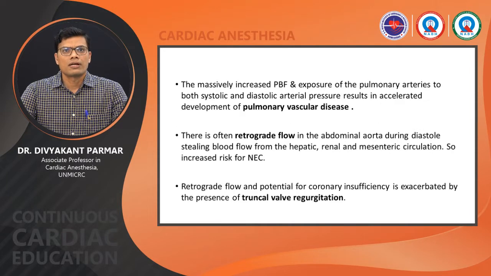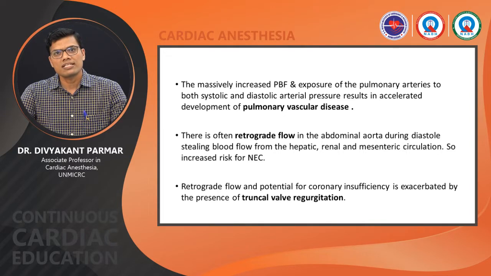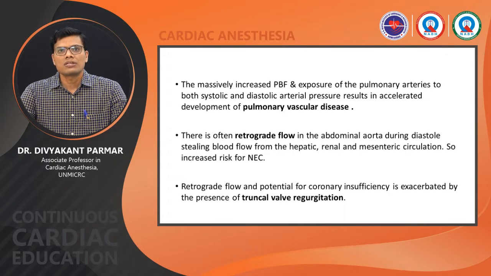This torrential increased pulmonary blood flow and exposure of the pulmonary arteries to both systolic as well as diastolic arterial pressure results in accelerated development of pulmonary vascular disease. There is also presence of retrograde flow in the abdominal aorta during diastole, stealing blood flow from the hepatic, renal as well as mesenteric circulation. So, there is increased risk for necrotizing enterocolitis.